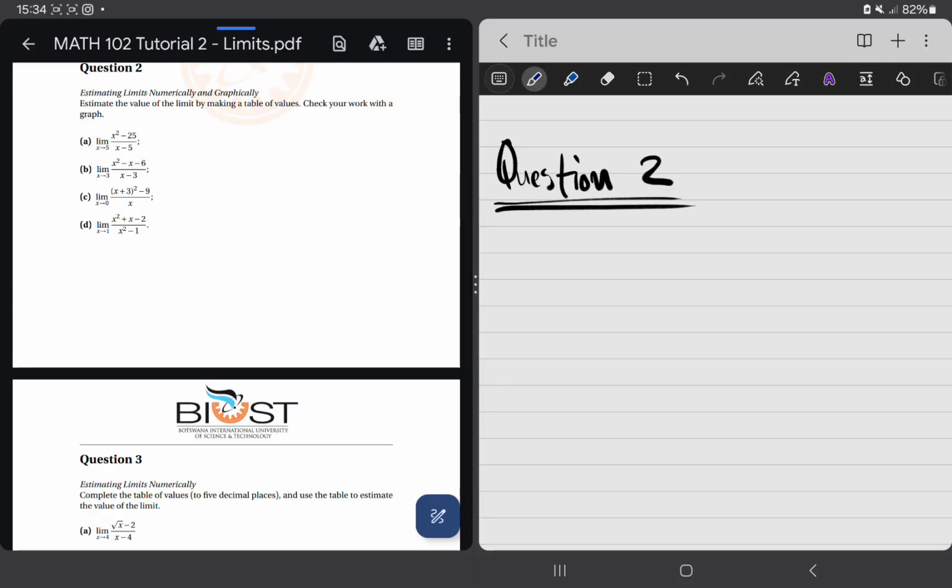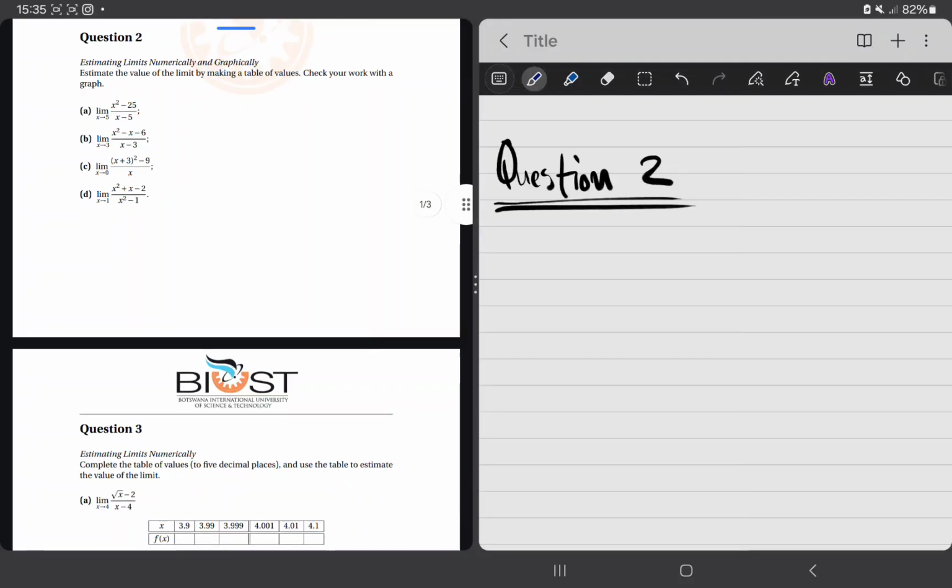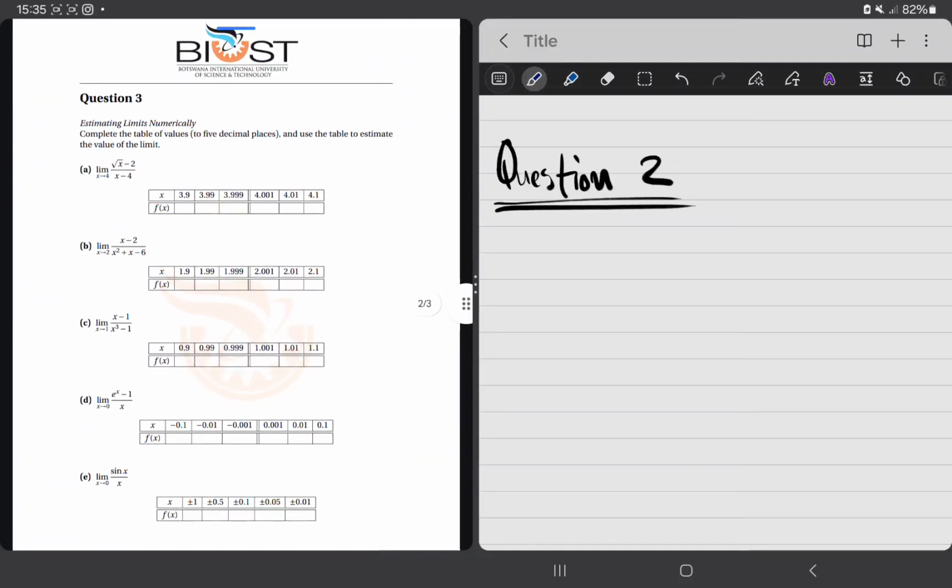And when we say we are doing numerically, we'll be using a table. So here is the use of a table. Here they said estimate the value of the limit by making a table of values. That's numerically. Check your work with the graph. That's now graphically. So let's see how we do it numerically. If you go to question 3, it shows you how you make tables.